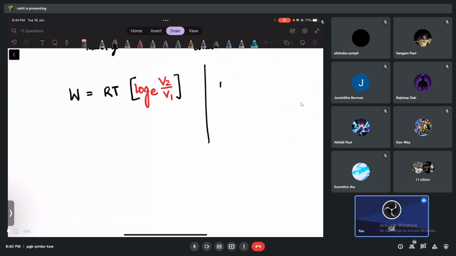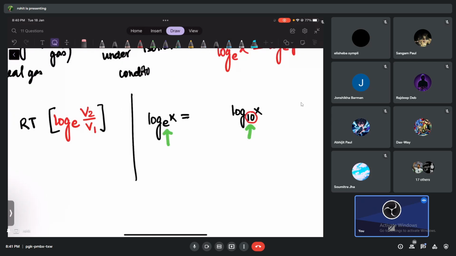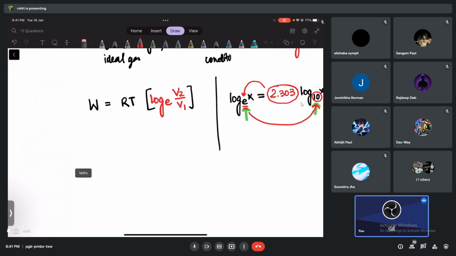See, I don't want to write log to the base e. I want to change it to log to the base 10. Do you understand what I did just now, guys? Instead of base e, I want to change it to which base? Base 10. We can do that, provided I do this. Check how it is done. I'm just going to show you one step. We have to multiply by a number called 2.303. So if you see this, be sure that we have changed the base from base e to base 10, but we have to multiply with that number.